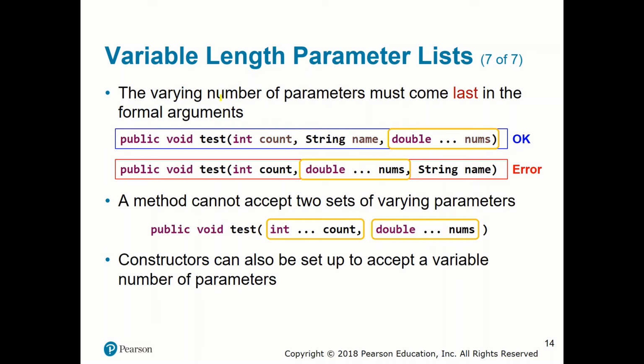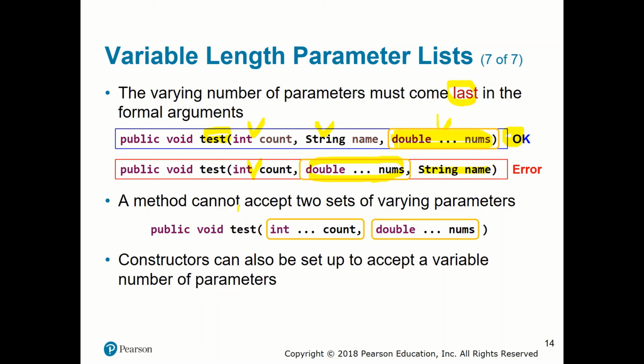Here, the varying number of parameters must come last in the formal arguments. So this is okay. This test method has one int, one String, and a variable length parameter like this. So this comes last, so this is okay. But if you write like this, here int and the variable length parameter are in the middle and String is last, this is an error. If you want to have a variable length parameter, then it must come last like this.